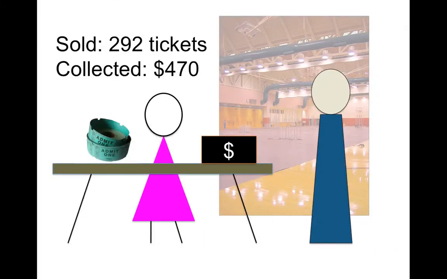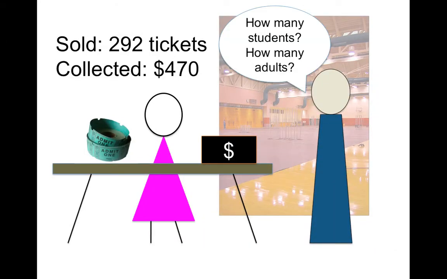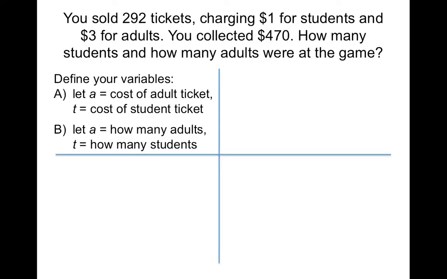Then in walks your principal, who wants to know how many students attended the game and how many adults. You weren't keeping track of how many of each type of ticket you sold, but you can use the information you have to figure it out. So, you're trying to figure out how many of each type of ticket you sold. How should we define our variables? Read carefully and make the best choice.